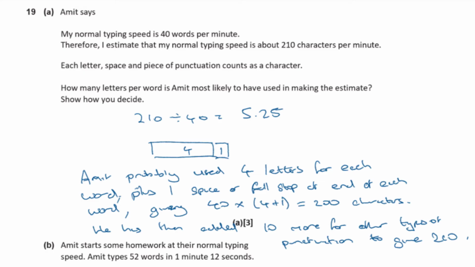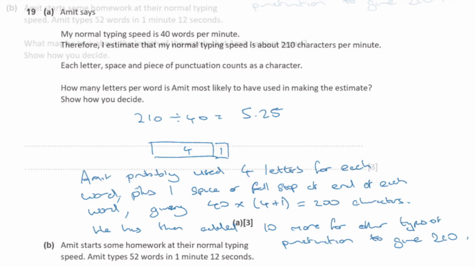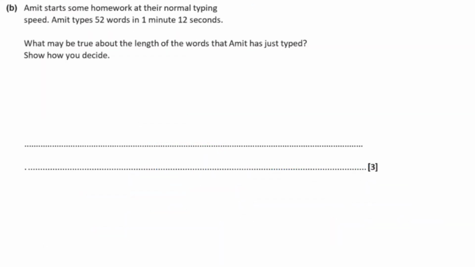So Amit probably used 4 letters for each word plus 1 space or full stop at the end of each word. Given 40 times 4 plus 1 equals 200 characters, he has then added 10 more for other types of punctuation to give 210. Right, so then part B says Amit starts some homework at their normal typing speed. Amit types 52 words in 1 minute and 12 seconds. What may be true about the length of words that Amit has just typed?